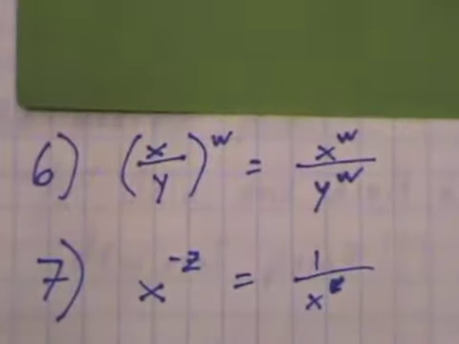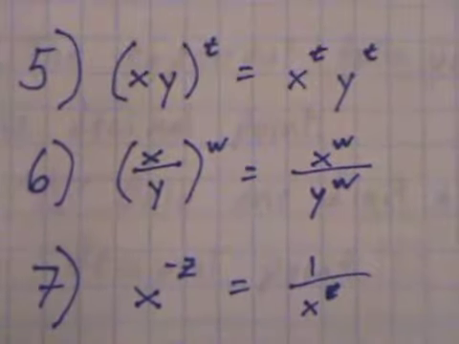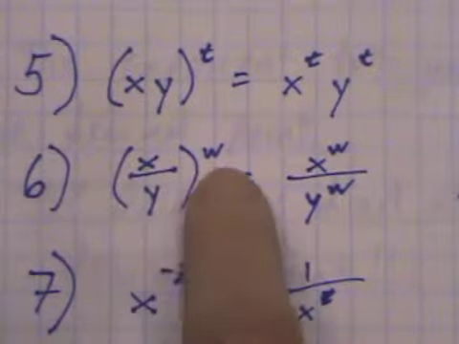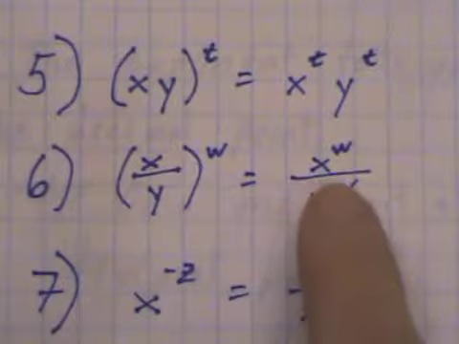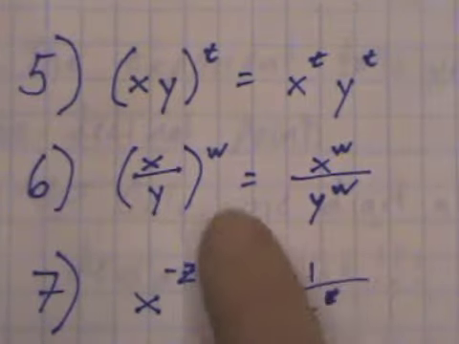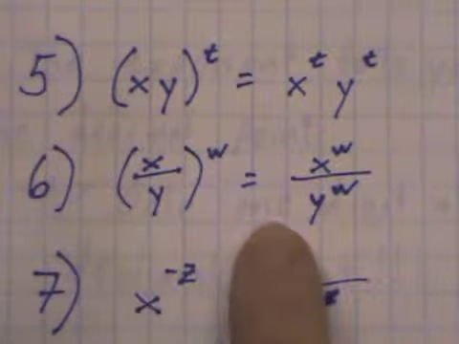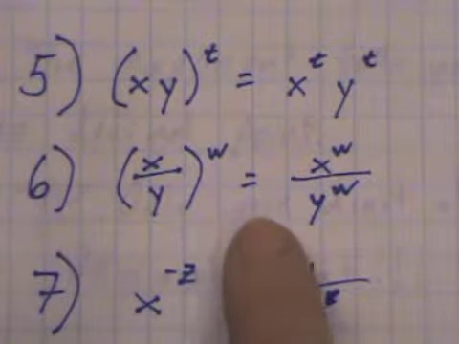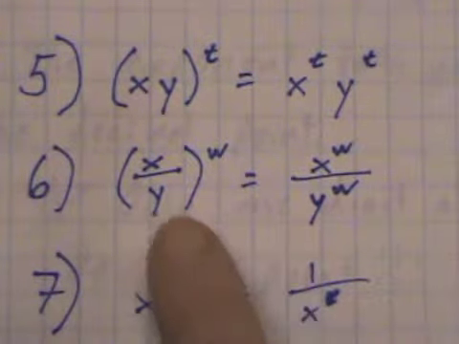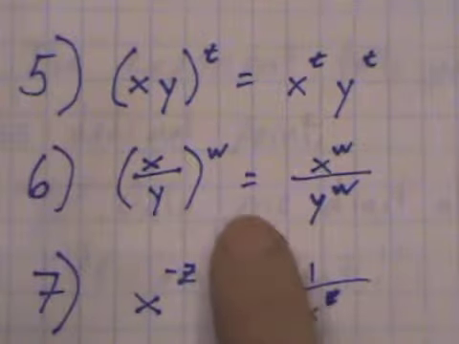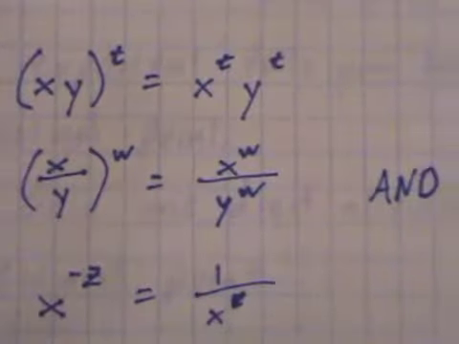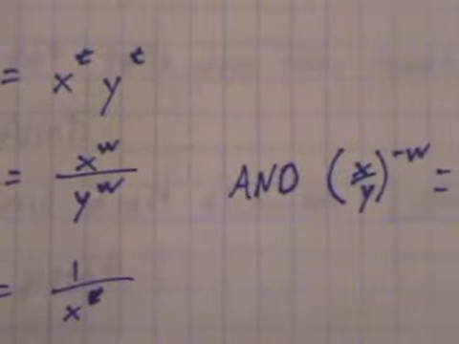The surprise, well, sneak in one. Check this out. X over y, the whole quantity to the w, is equal to x to the w over y to the w. We haven't actually gone over this yet, but I think that by this point, number 1, you just want to see the rule, and number 2, we've done enough of this so that you kind of get the idea.